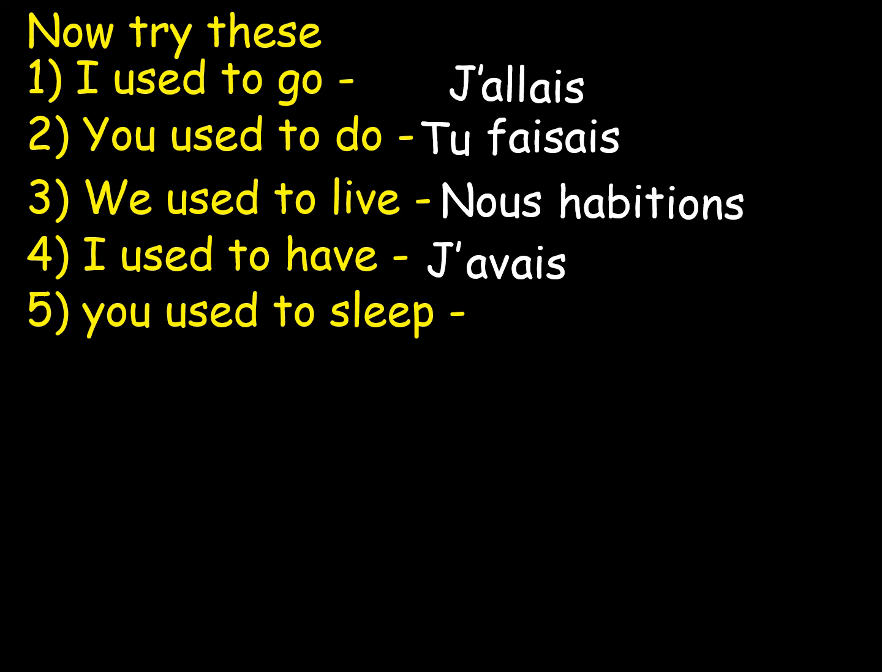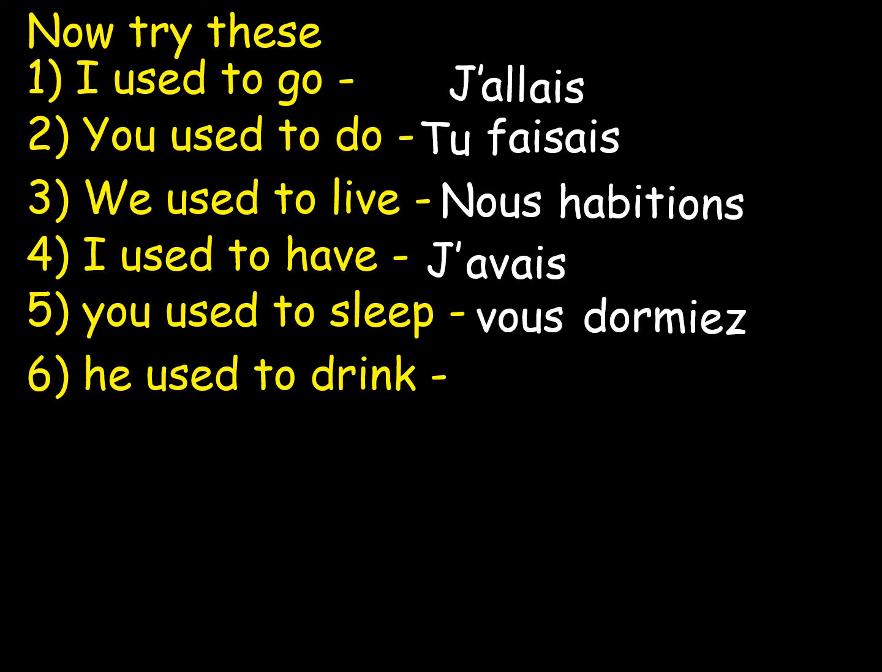J'avais. Number 5, you used to sleep. So again, let's just go through this systematically. The first thing we need to do is find out how do we say we sleep in the present tense. And the way we do that is we say nous dormons. So dormons is our first starting point. We take off the ONS from that and we're left with our little stem, which is dorm, and then we add on the different parts. So we are adding vous, for example, and then we add in IEZ for the ending. Vous dormiez would be you used to sleep.